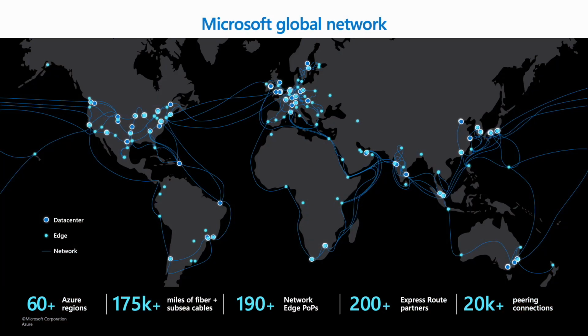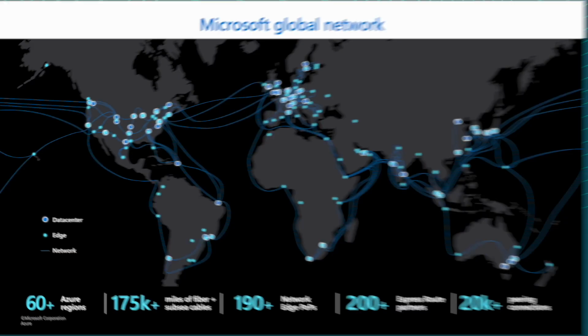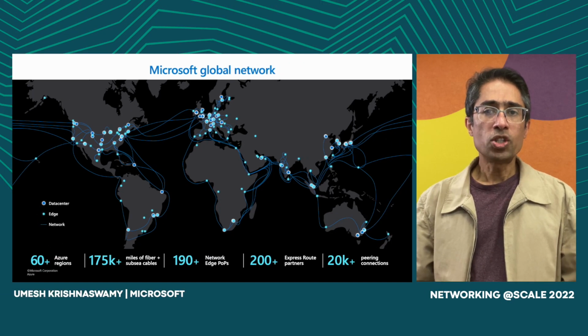Microsoft's unified network, OneWAN, encircles the globe. It connects over 60 Azure regions and 190 edge points of presence. A region contains many data centers, and an edge POP is where our network connects to other networks.